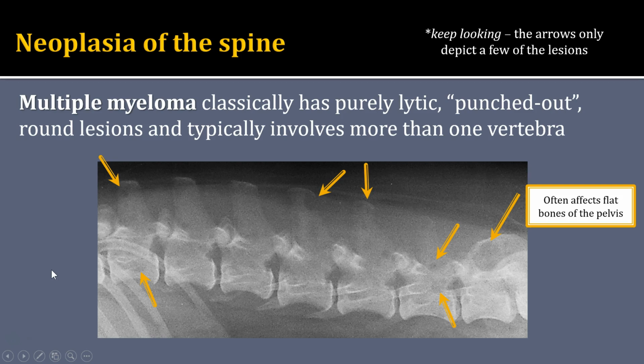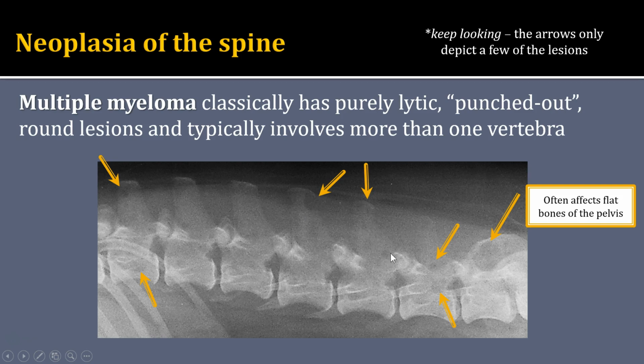And then because it's multiple myeloma, it usually affects more than one of the vertebrae. This image has arrows only showing a few of the lesions, but if you look at where the arrows are pointing, I see this round lytic geographic area of lysis. In the body of that same vertebra, I also see another more oval area. As you look, there are many, but here's a larger one in the spinous process.